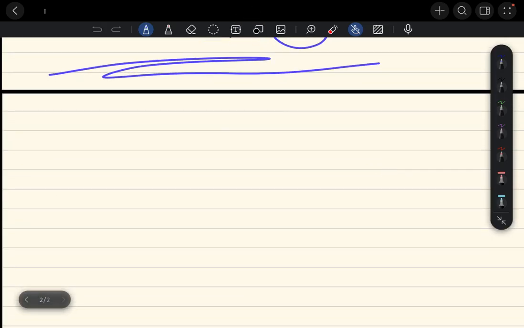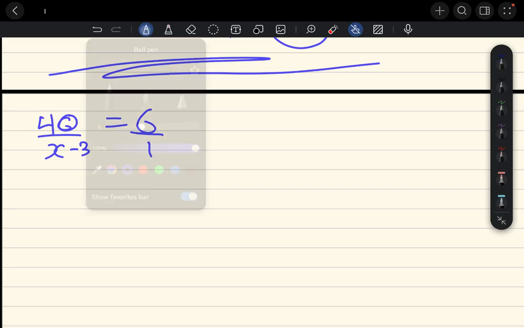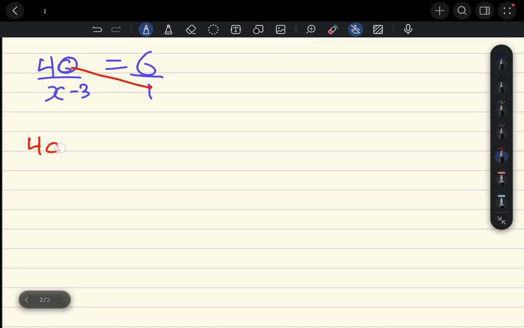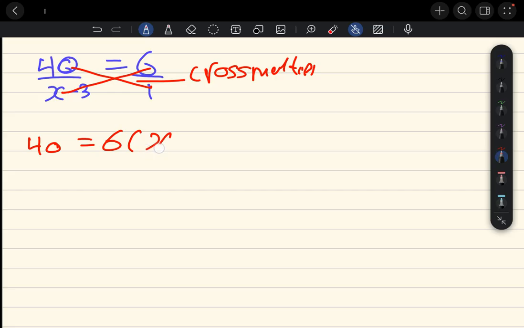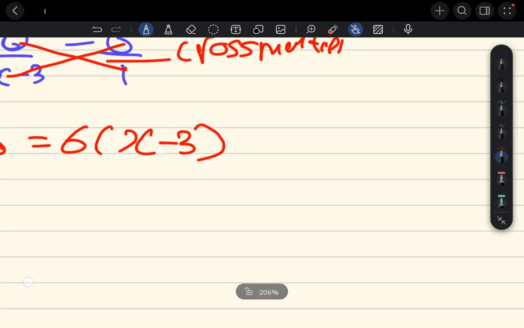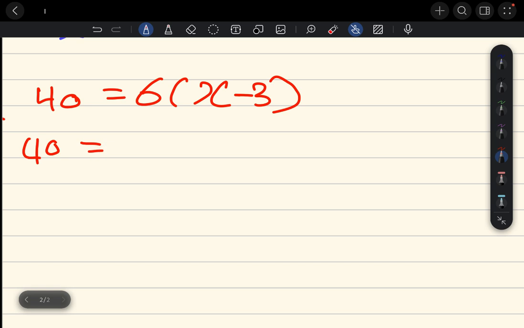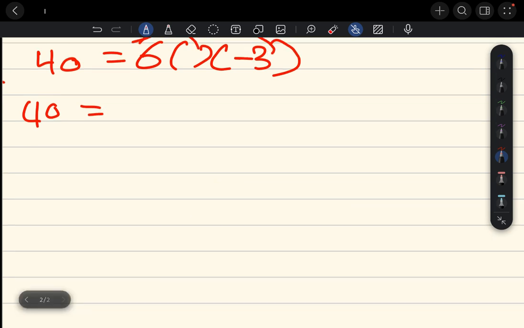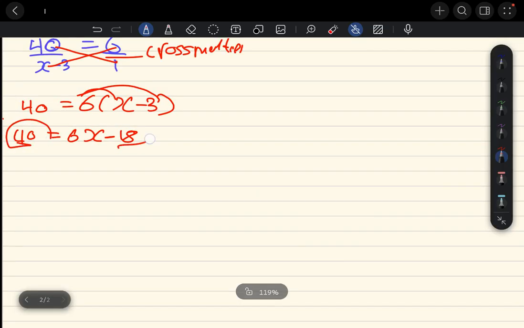Here I have an important type of question: 40 upon x minus 3 equals 6. So I'm gonna assume that there is a 1 over the 6. So 40 multiplied by 1 is 40, equal, cross multiplication, of course. So 6 times (x minus 3) equals 40. Oh, sorry, my iPad. 40 equals. So we're gonna expand the brackets, a simple expanding. So 6x minus 18. So we said that we have to collect the like terms.